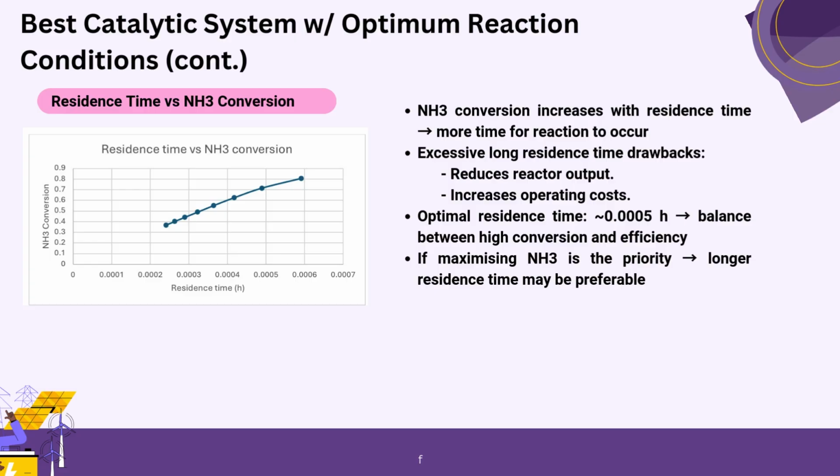The optimal residence time is approximately 0.0005 hours, providing a balance between high conversion and efficiency. However, if the main priority is maximizing ammonia conversion, a longer residence time may be preferable, but this comes at the cost of reduced throughput and higher operational expenses.